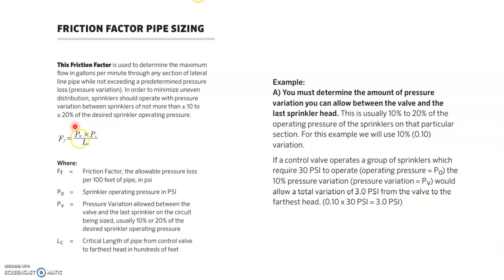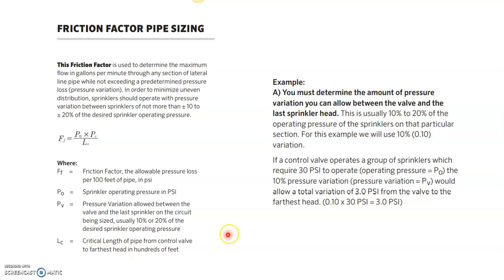So the thing is, we know that the operating pressure of the sprinkler head is 30 psi, and PV must not be more than, okay, let's assume 0.1 here, which means 10%. The pressure difference must not be more than 10% from the valve to the last farthest head. So we are just taking this PV as 0.1 or 0.2. Sometimes you may take 0.2, but I'm just limiting the pressure difference, so I'm just going to take 10%, which is 0.1.